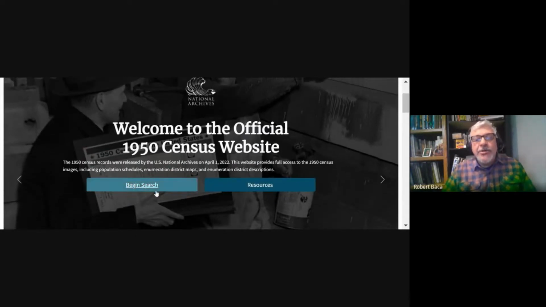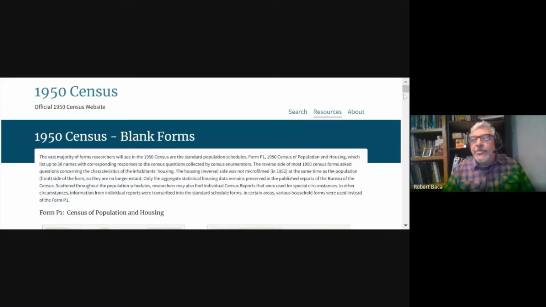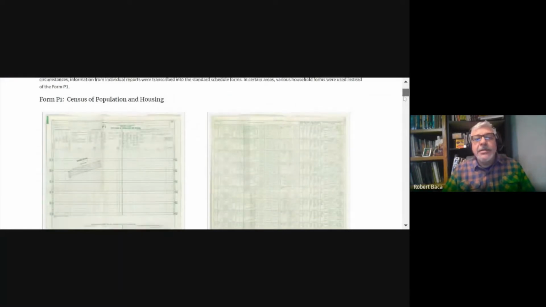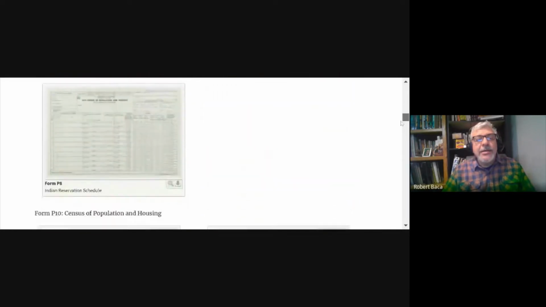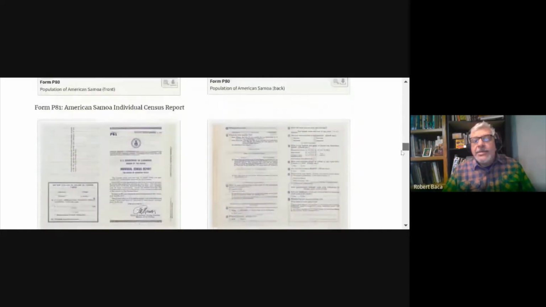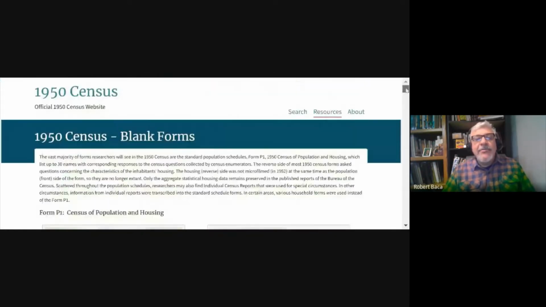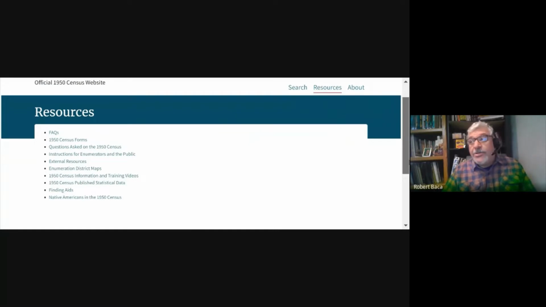But I want to actually start to go. Actually, let's look at some things. Let's look at resources. So, for instance, you can pull up in resources, I just click that button, the 1950 blank forms, and the reason why you might want to do that is to see what they look like. So here are what the forms look like. You can see the various different things. It's kind of interesting about these censuses. They have fewer questions than the 1940 census, which is unfortunate. But in that they're asking fewer questions.